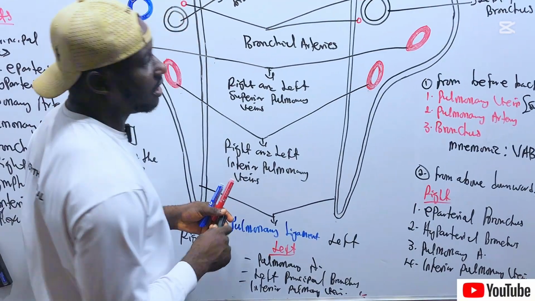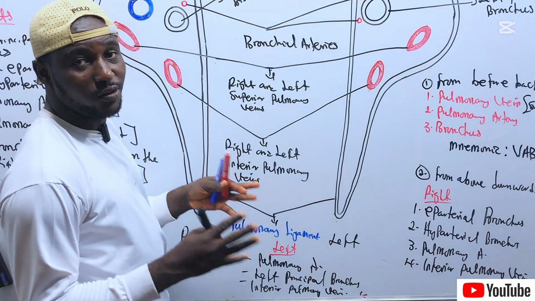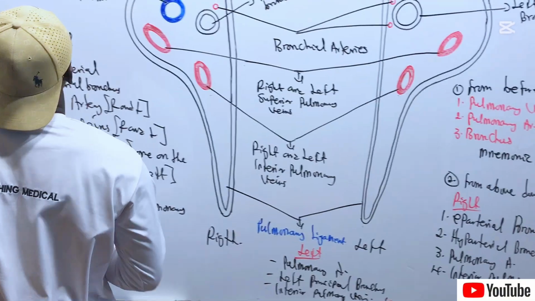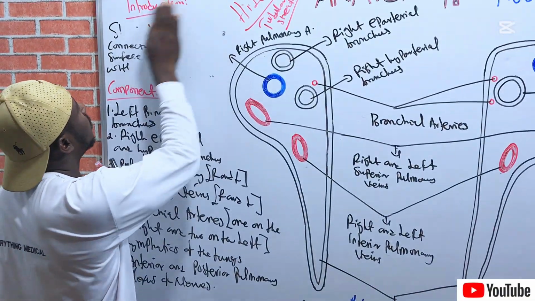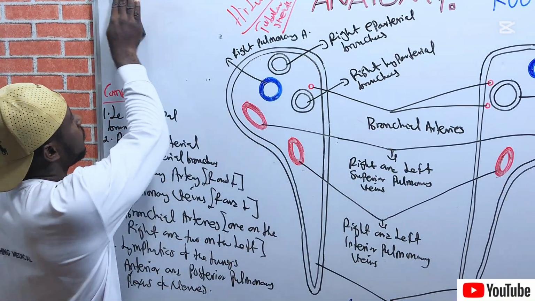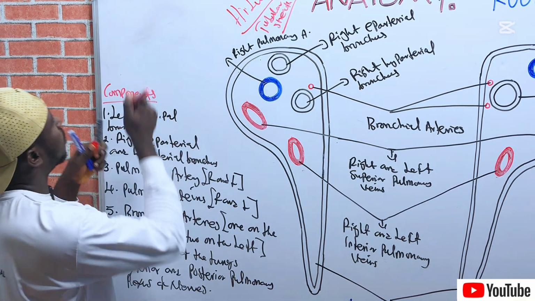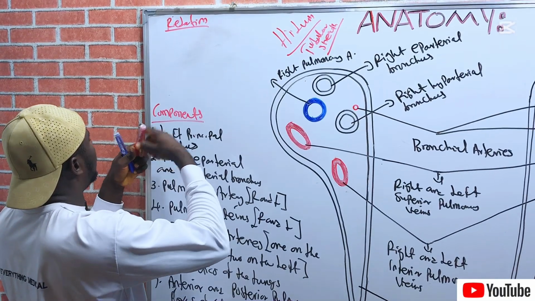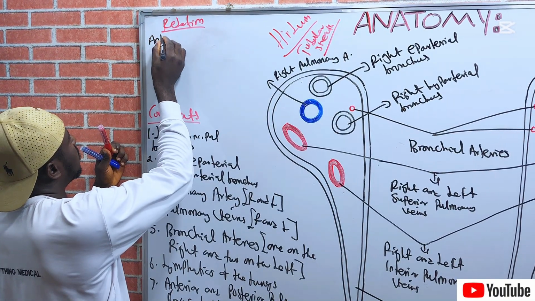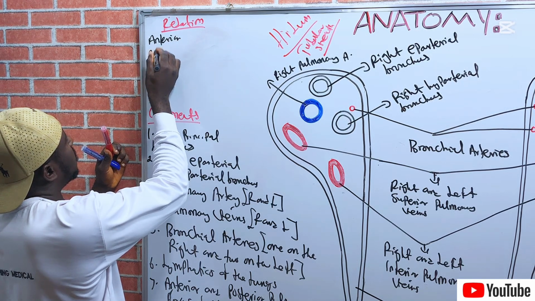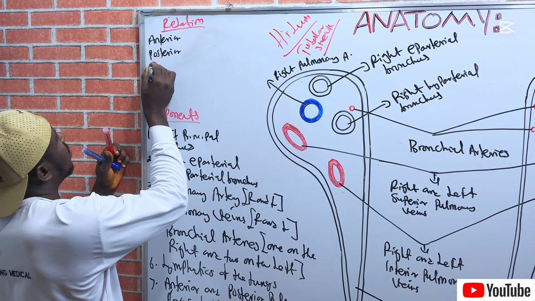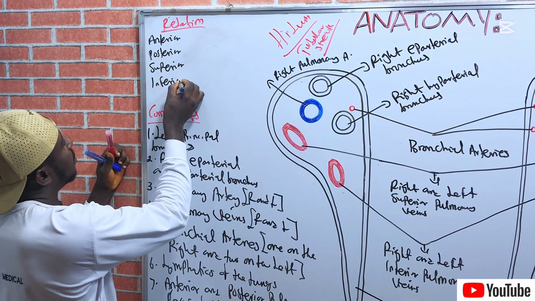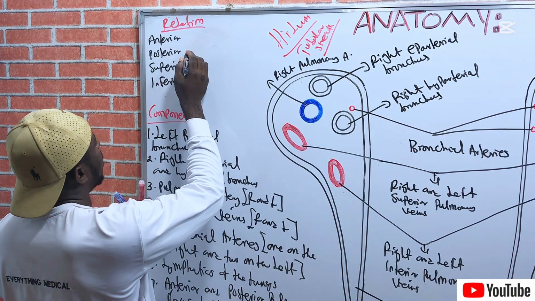Now what we shall be discussing next are the relations of the root of the lungs. Yes, the relation. It has four relations. You have anterior relation, posterior relation, superior relation, and inferior relation. Okay?